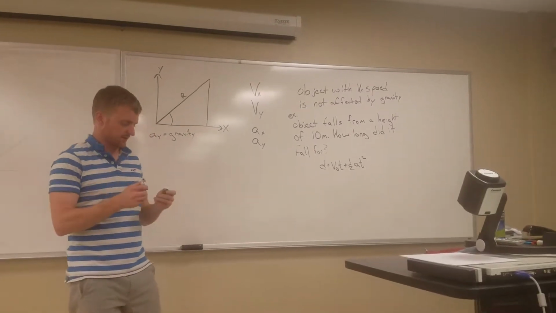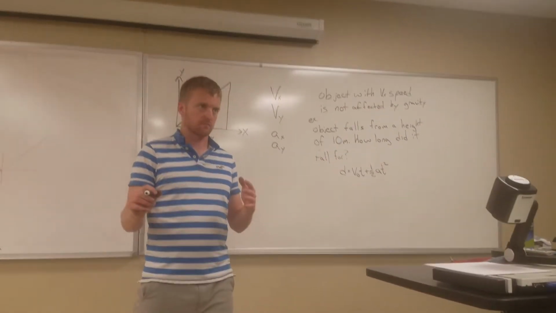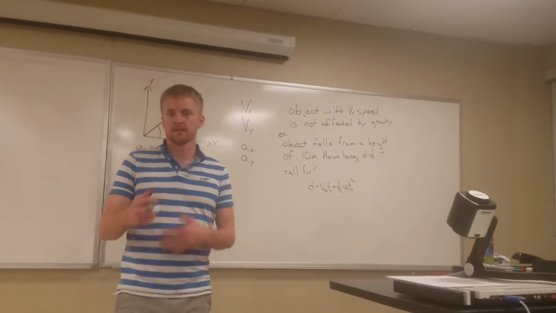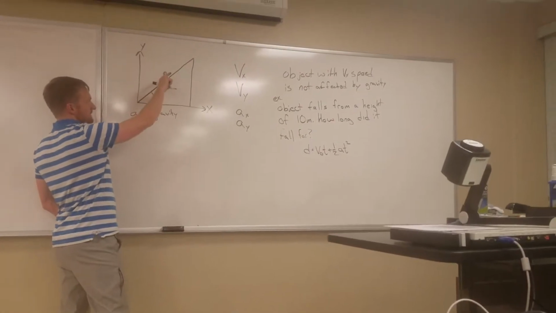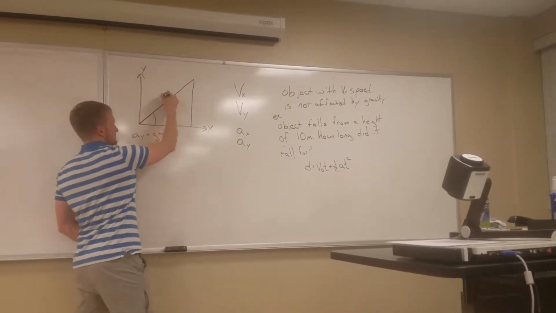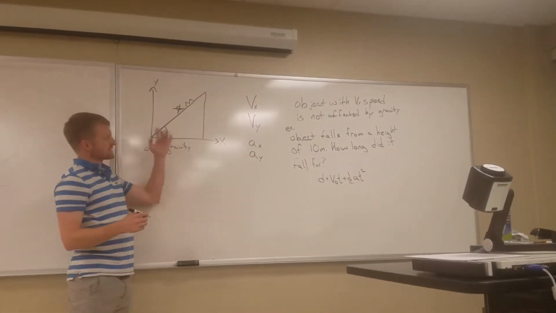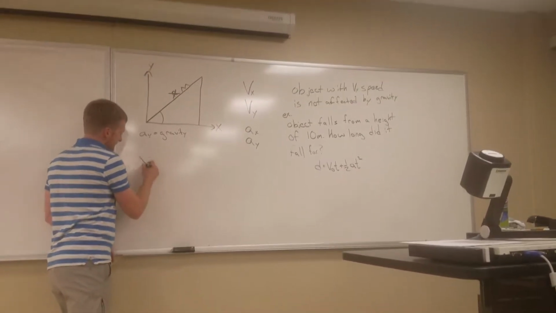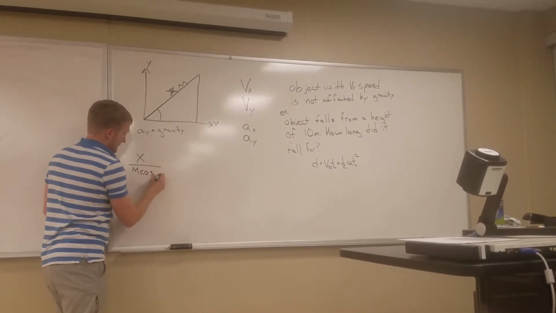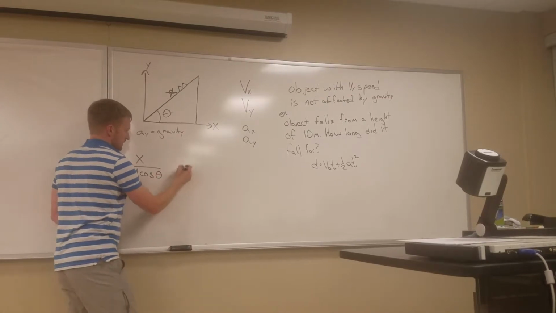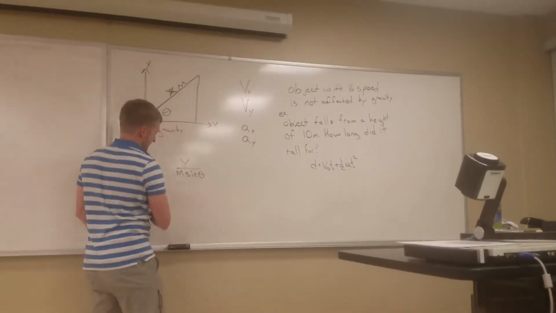Okay, so physics class. We started breaking up our magnitudes into x and y components. Given a magnitude, it has both an x and y component to it. The way we break them up is to say x is the magnitude times cosine of the angle theta, and y is the magnitude times sine of the angle theta.